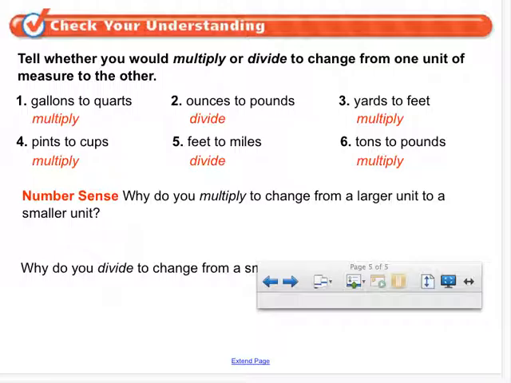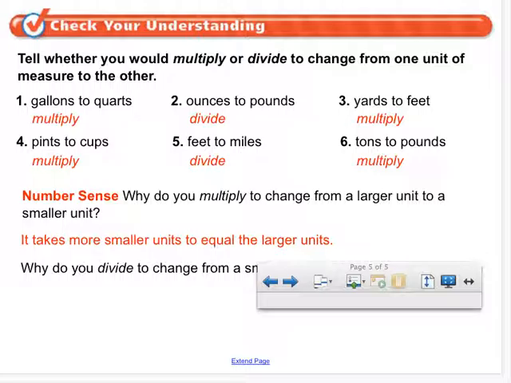Okay, now, why do you multiply to change from a larger unit to a smaller unit? Can somebody share with me what that is? Nathan, go ahead. Because the more... Okay, so here, this is what you guys tend to do. You're very wordy. You try to write and hope somewhere in your writing there's the answer. It's a very concise answer. It takes more smaller units to each equal 1 larger unit.